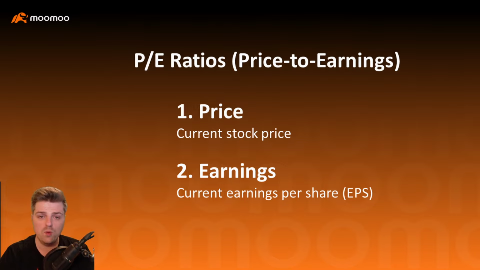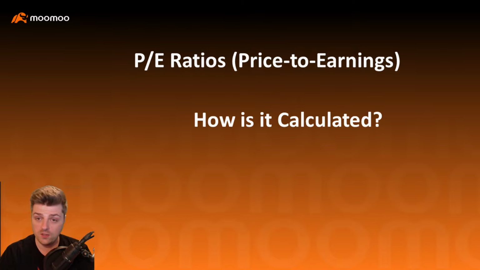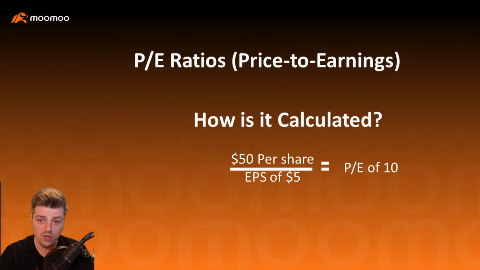So the PE ratio is calculated by dividing the stock price by the EPS. For example, if a stock is $50 per share and its EPS is $5, the PE ratio would be 10. This means that investors are paying $10 for every $1 of the company's earnings.